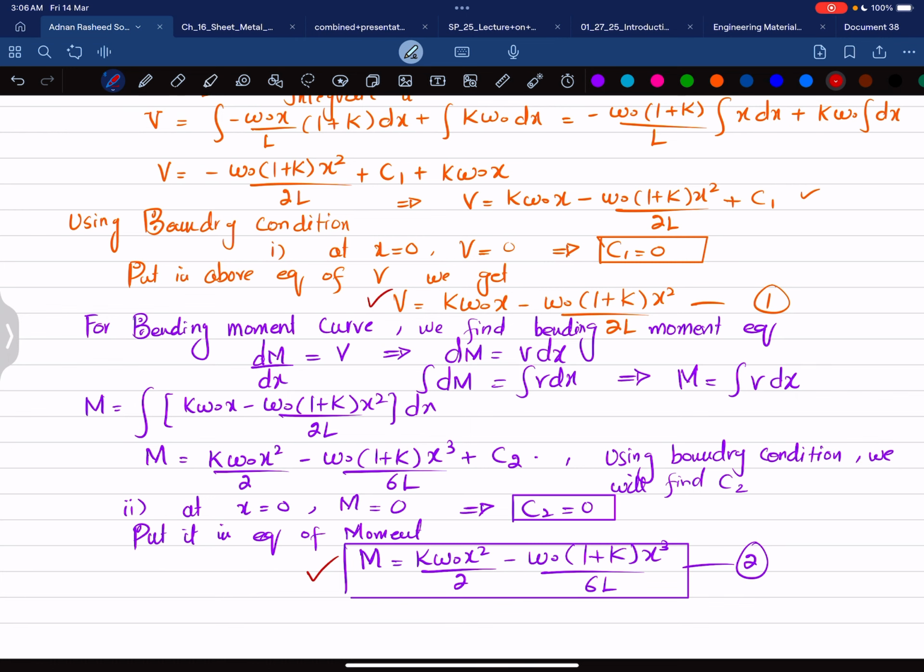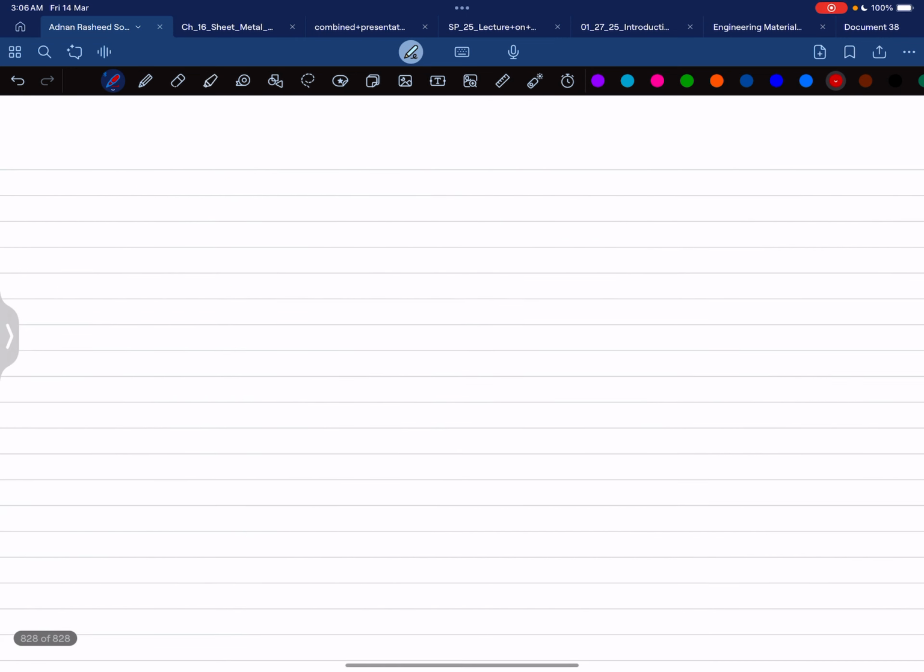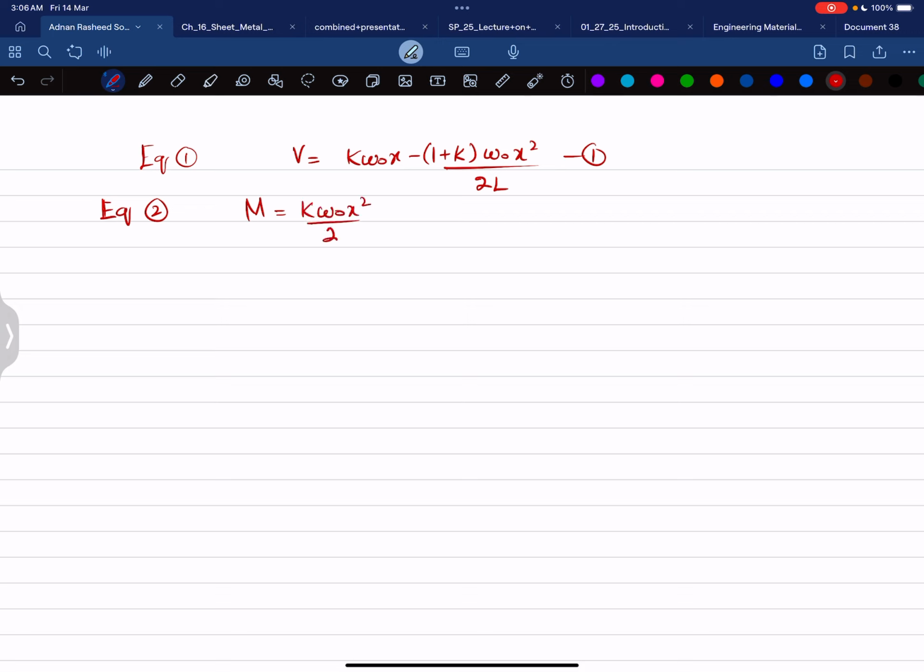So first equation 1 was V is equal to K into W naught X minus 1 plus K into W naught X square over 2L. This was your equation number 1. And equation 2 was moment is equal to K into W naught X square over 2 minus 1 plus K into W naught X cube over 6L. So this was your second equation.